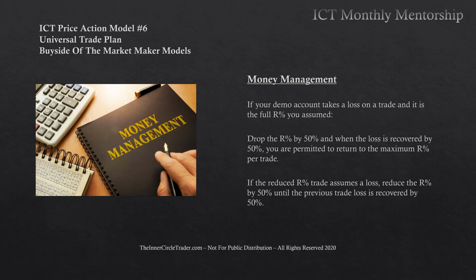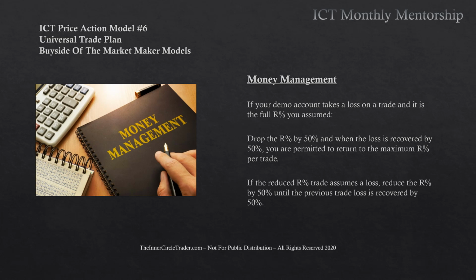If your demo account takes a loss on a trade and is at a full R% that you assumed, you're going to drop your R% by 50%, and when the loss is recovered by 50%, you are permitted to return to the maximum R% per trade. This is to say that if you lost $100, you cannot trade the same amount of leverage that you used when taking that $100 loss until you make $50 back in new profit. And then you can round back up to the same leverage you were using before you took the $100 loss.